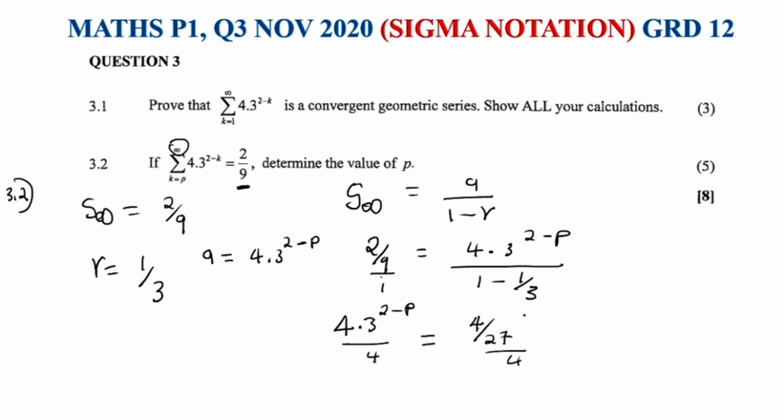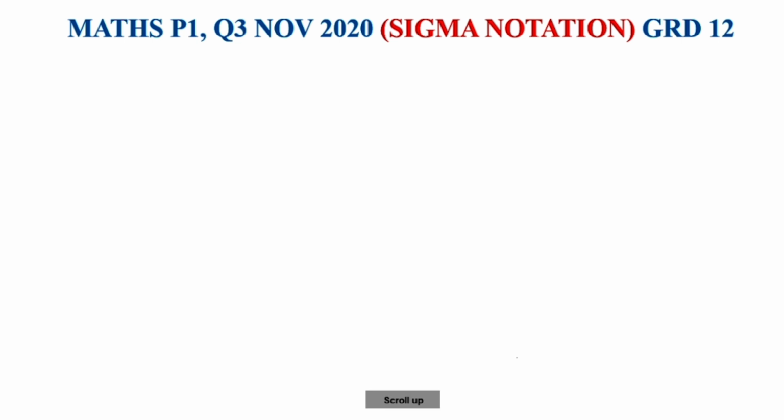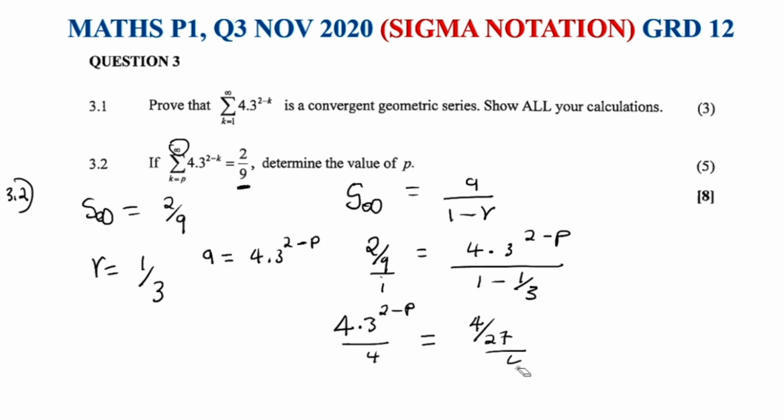In this case, let me rather put it like this. Let me say multiply by 1 over 4. 4 and 4 would cancel out, therefore we're going to be left with 3 to the power of 2 minus p. It's equal to 1 over 27. Right, this is taking us back to the exponents.